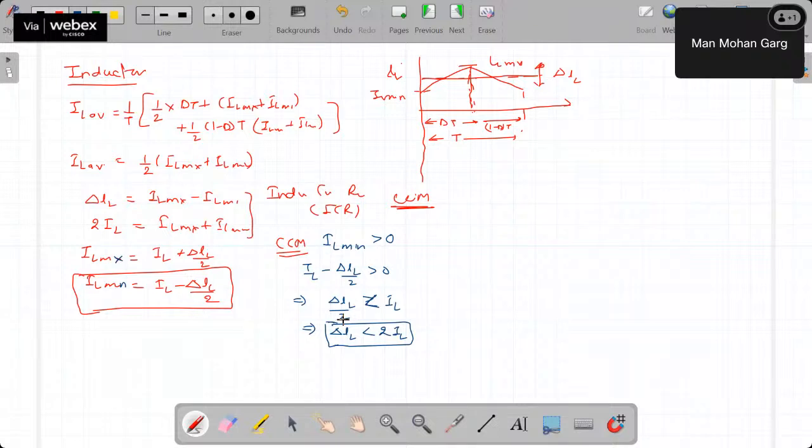Now, how to find the value of this del IL? If we go to the previous equations, we had these two equations: L di by dt equal to Vg minus V naught, or L di by dt equal to minus V naught. We can take any of these equations, right? So let us consider this equation in the off condition. So that is L di by dt equal to this.